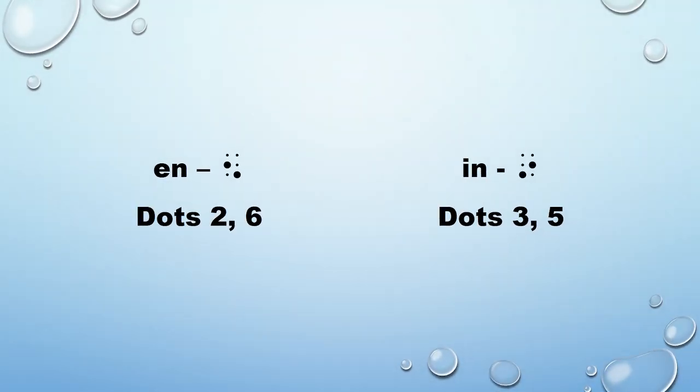So the two lower group signs that can be used in any part of a word are the group signs for en and in. En is composed of dots 2, 6. On the other hand, in is composed of dots 3, 5. So en, 2, 6; in, 3, 5.